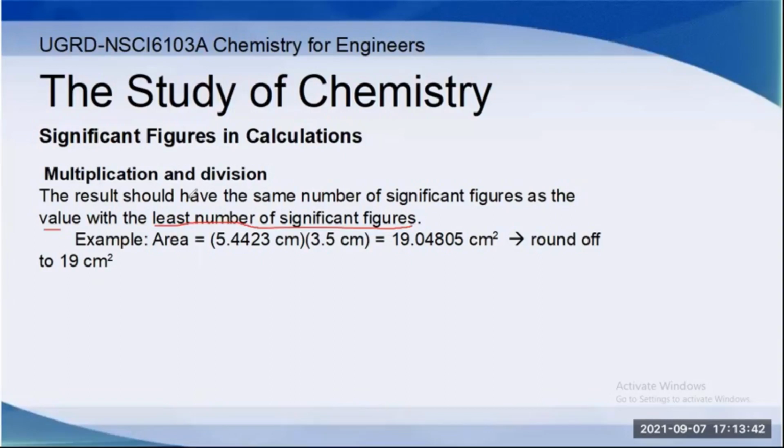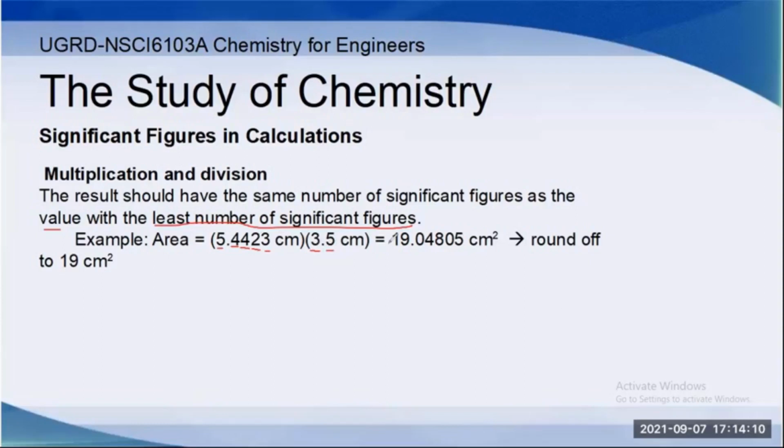So we have here a solution for an area. Area is equal to 5.4423 centimeters times 3.5 centimeters. More or less, this is a rectangle. Straightforward solution, length times width. One of the values is 5.4423, so the number of significant figures is 5. The other value is 3.5. The significant figures is 2.